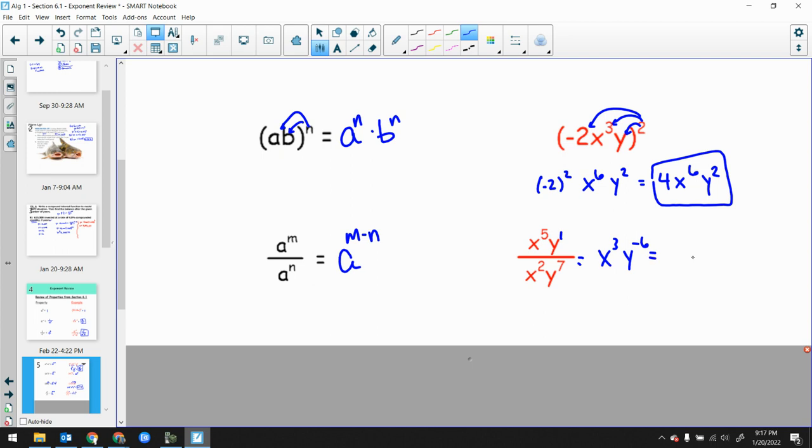Now remember, you cannot leave the negative exponent. That negative exponent must move down to the denominator. It's not happy up there. So therefore, it would be x to the 3rd over y to the 6th.